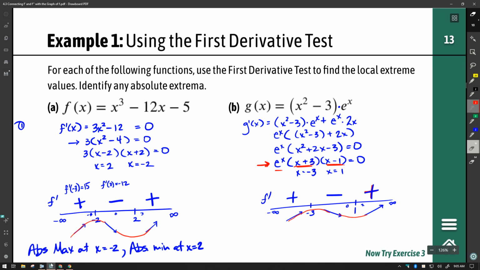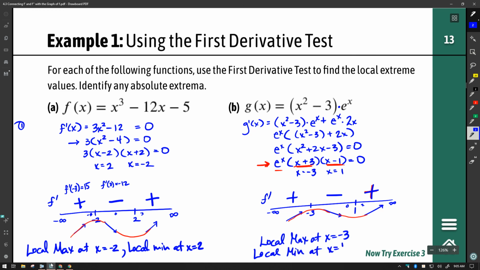And I just realized now that I labeled these wrong in the first part. So let's go back and change those to local. There we go. And here, let's give an answer again. We have a local max at x equals negative 3, and we have a local min at x equals 1.